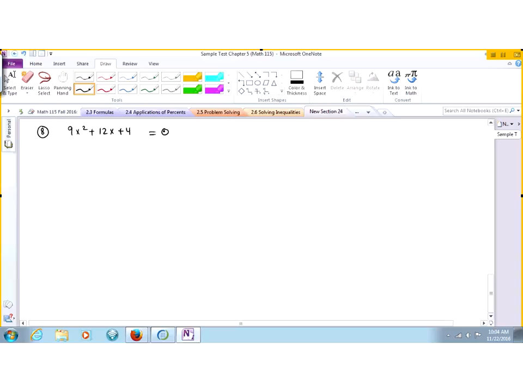What's the difference between having equal 0 and not having equal 0? Yes, the other one is an equation. This one is not an equation. So do we have to solve? No, this is an expression, so we will just factor. Versus an equation, which is 9x squared plus 12x plus 4 equals 0. So this you need to solve, right? Okay. Now, how do I factor this expression?